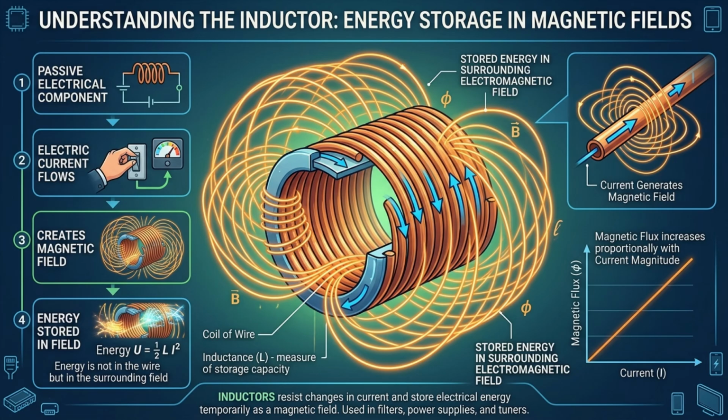An inductor is a passive electrical component that stores energy in the form of a magnetic field generated by electric current flowing through a coil of wire. When current passes through the conductor, it creates a magnetic flux around the coil, and this flux increases proportionally with current magnitude. The stored energy is not held in the wire itself, but in the surrounding electromagnetic field.